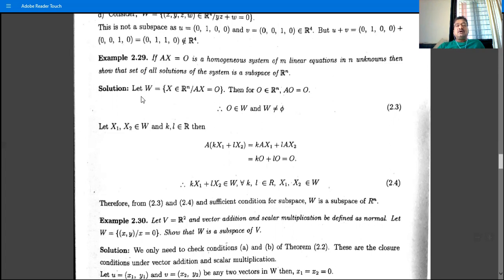Now we have to show W satisfies the two conditions. That is, the addition of every two elements of W belongs to W. So first take two elements x1 and x2 belonging to W, and k and l any scalars.